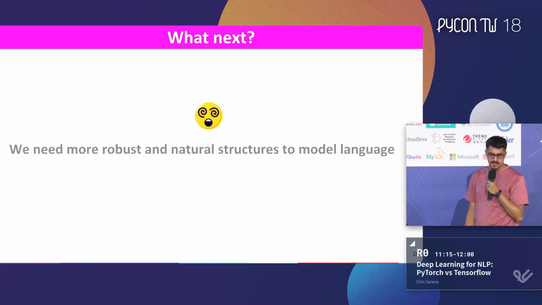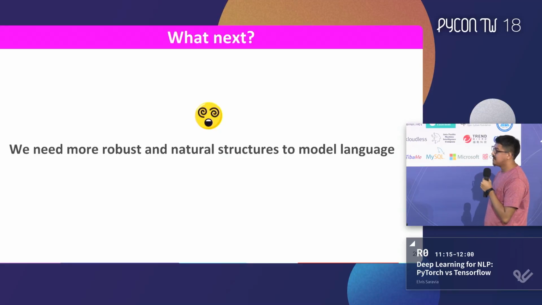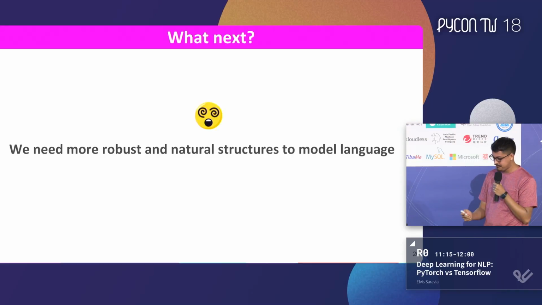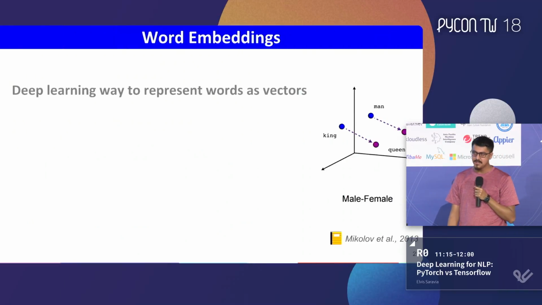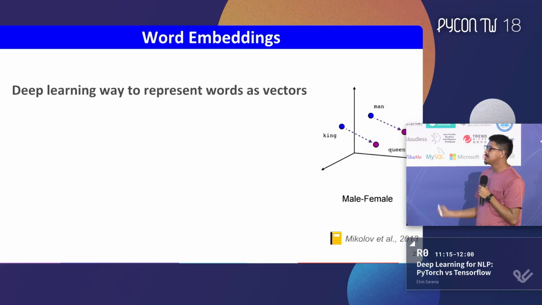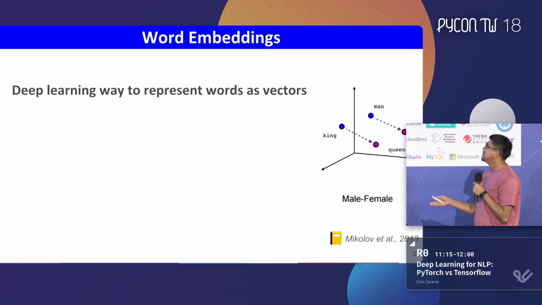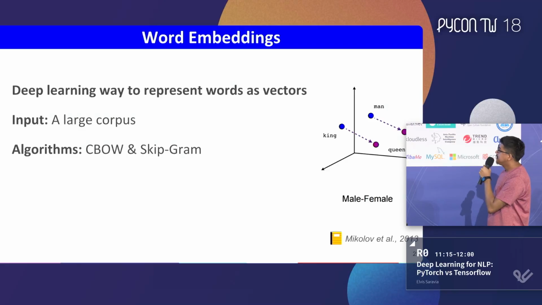So what's next? We definitely need more robust and natural structures to model the language, right? And we have seen a lot of the rise of deep learning techniques used for doing exactly this, dealing with this problem. And that's what I'm going to discuss next. The first technique is word embeddings. As I said before, semantics weren't really captured very well with the bag of words method. And there's a technique called word embeddings, very popular, used in many different problems.